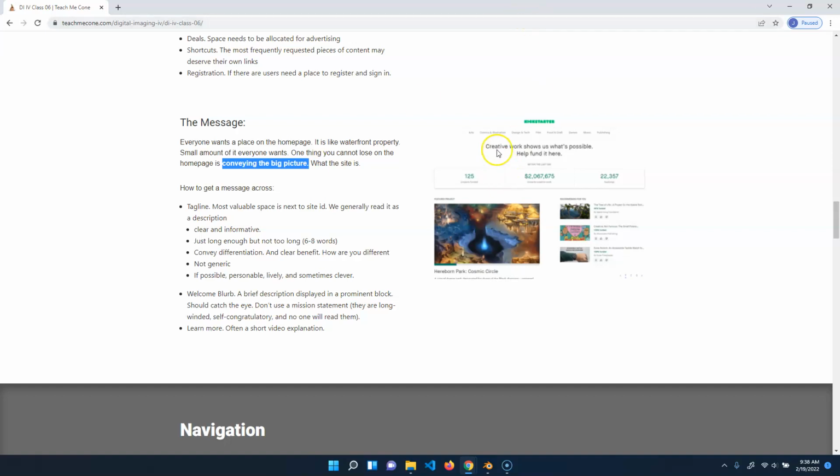So if you look at Kickstarter, it's a great example. It has creative work that shows help funding here. But the big thing they show is, look how many projects are backed, how much money we've made, and that's the best advertisement they could do to say, hey, look, this is what we are. And it's very minimal too. So that works really well.